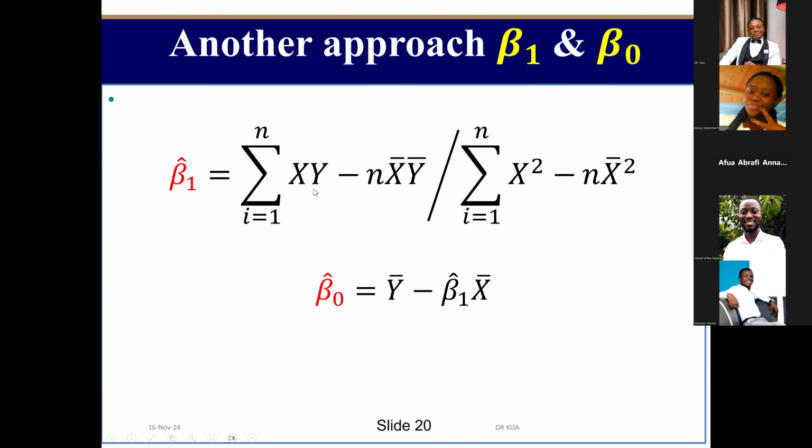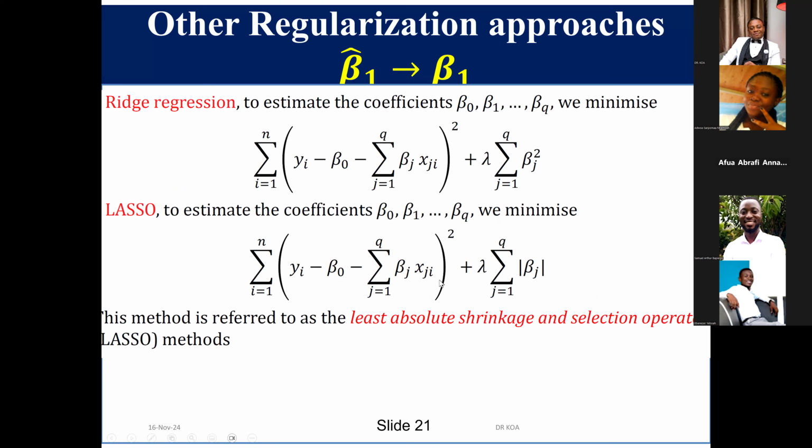This is another way I can go through how to achieve this. But note it, this is another way of getting the beta 1, and this is another way of getting the beta naught. As for the beta naught here, you already know it. And please remember, you always need to find the beta 1 first, and that will help you to find the beta naught. So you find the beta 1 first. Now that is OLS regression.